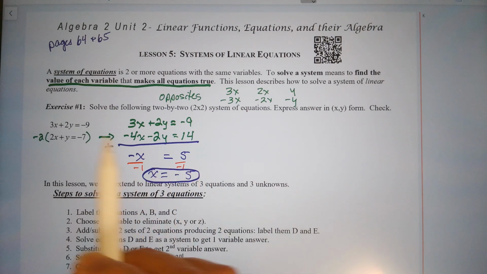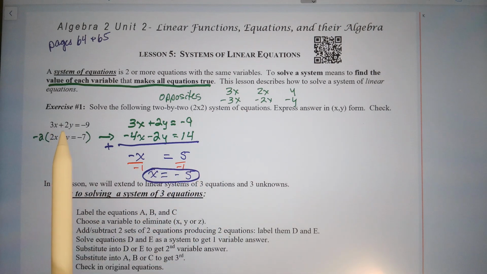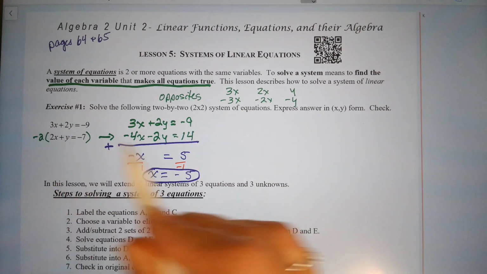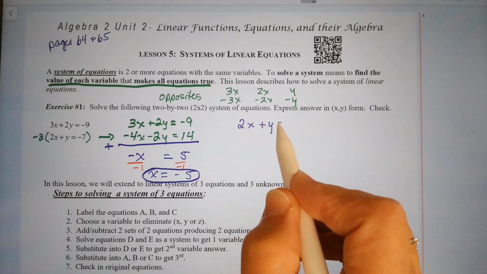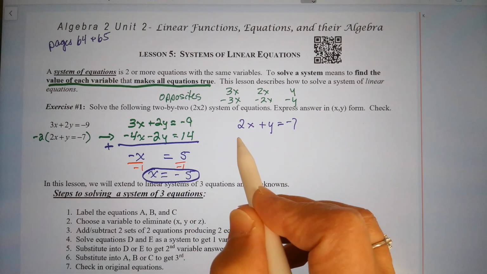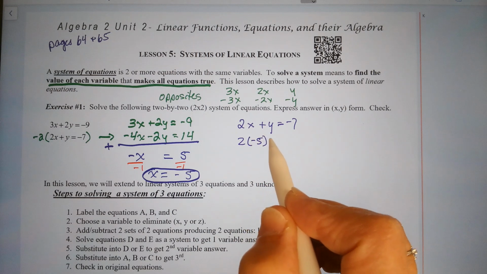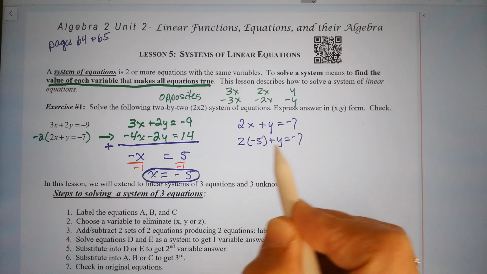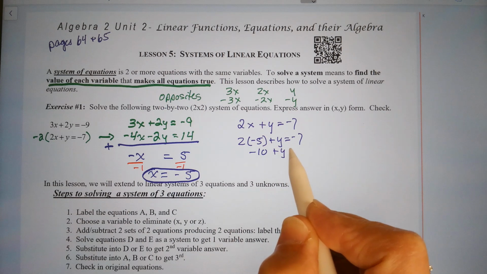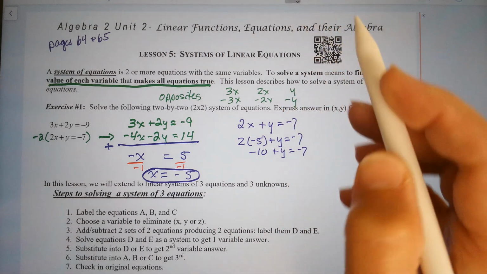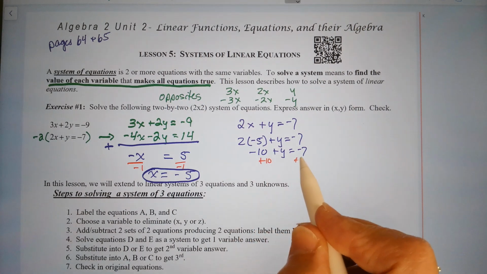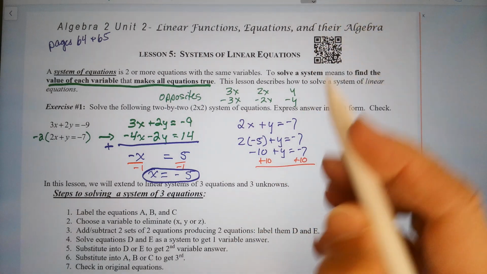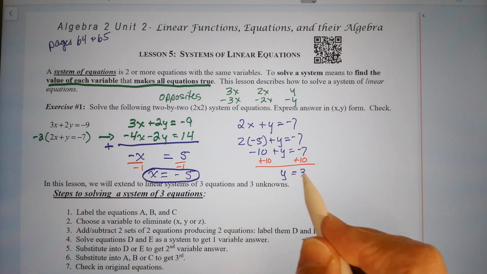Now we have to go and find our y value. You can go back to either equation, the first or the second. I'm going to go back to the second, original. So we have 2x plus y equals -7. I'm going to substitute -5 in for our x value. -10 plus y equals -7. Add 10 to both sides. You don't have to show this step. And we have y equals 3.